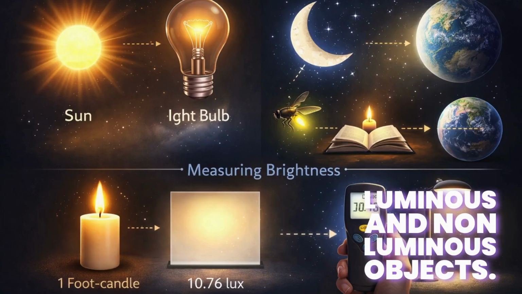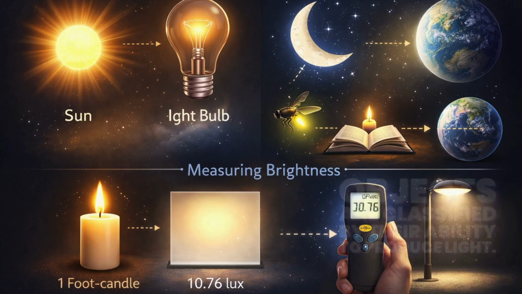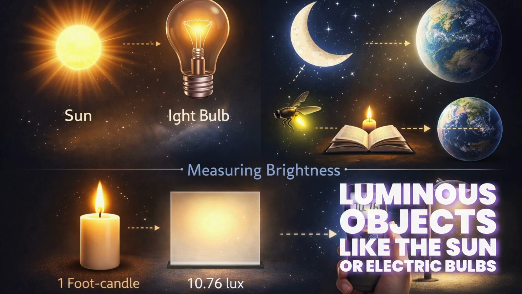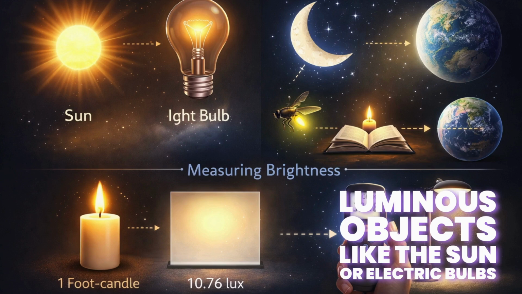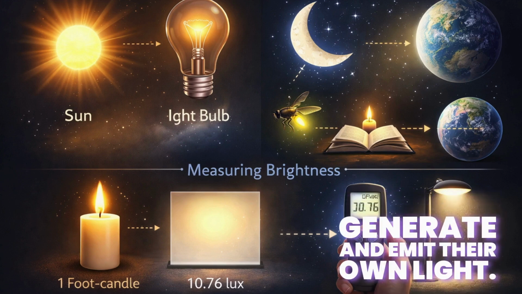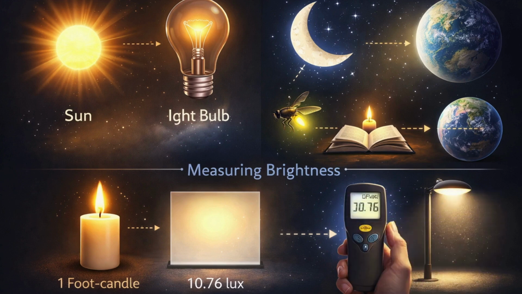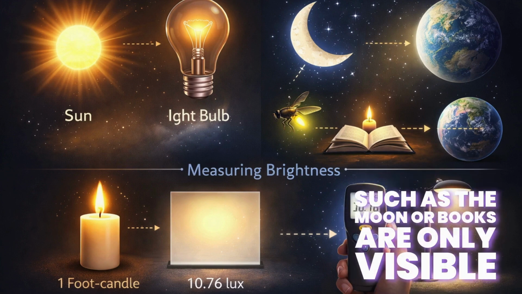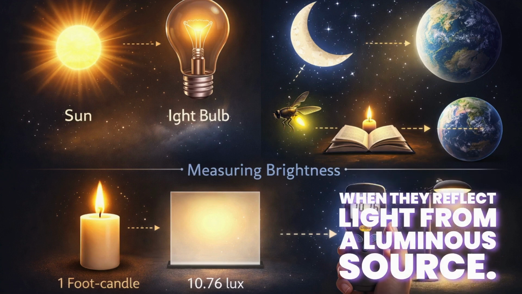Luminous and non-luminous objects. Objects are classified by their ability to produce light. Luminous objects, like the sun or electric bulbs, generate and emit their own light. Conversely, non-luminous objects, such as the moon or books, are only visible when they reflect light from a luminous source.